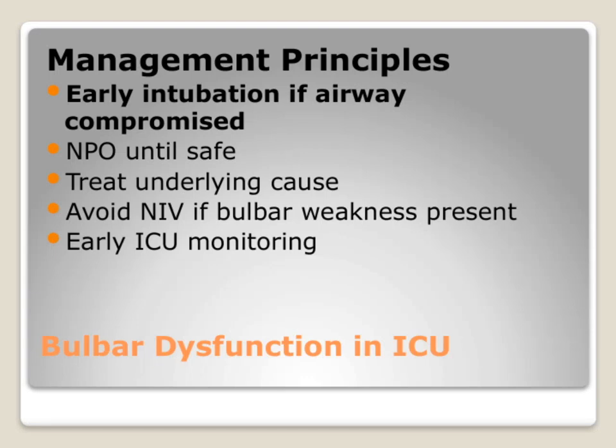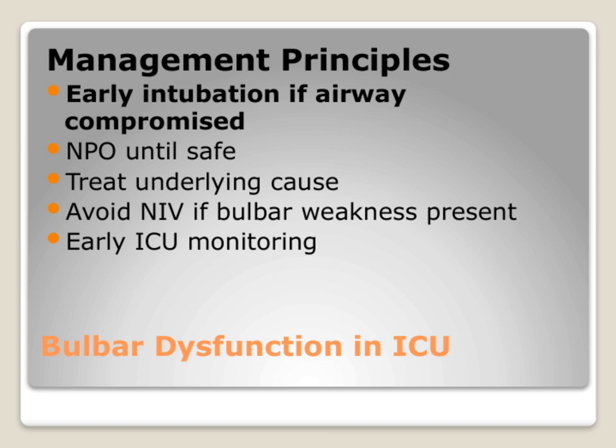Let's talk about some key management principles for patients with bulbar dysfunction in the ICU. First, early intubation is crucial if the airway is compromised. This helps prevent respiratory failure and ensures the patient maintains adequate oxygenation. Next, it's important to keep the patient NPO, nothing by mouth, until it's safe to prevent aspiration, which can be a real risk with bulbar weakness. Treating the underlying cause is always a priority, whether it's an infection, a neurological disorder, or another condition. Addressing the root issue can significantly improve outcomes.